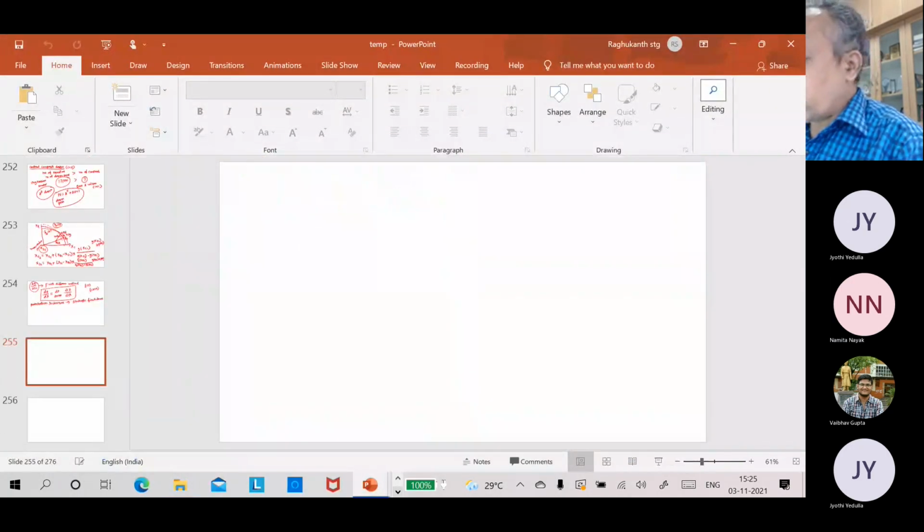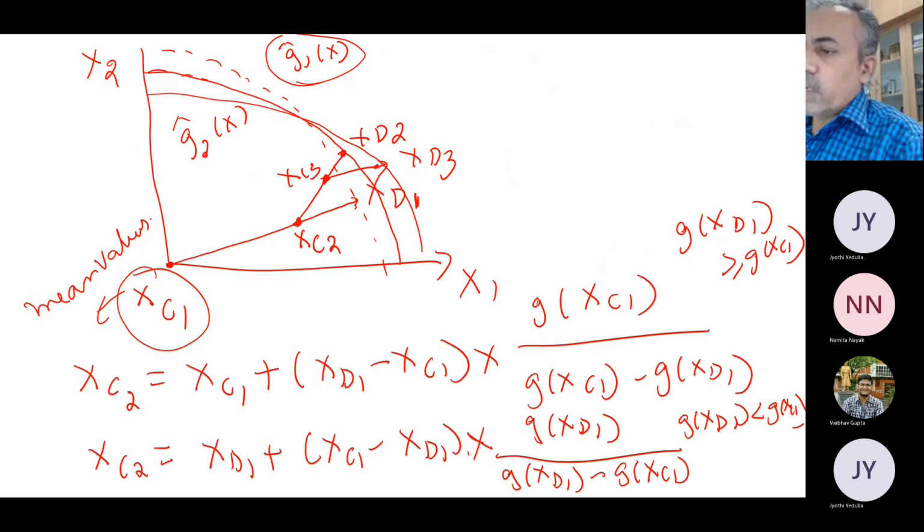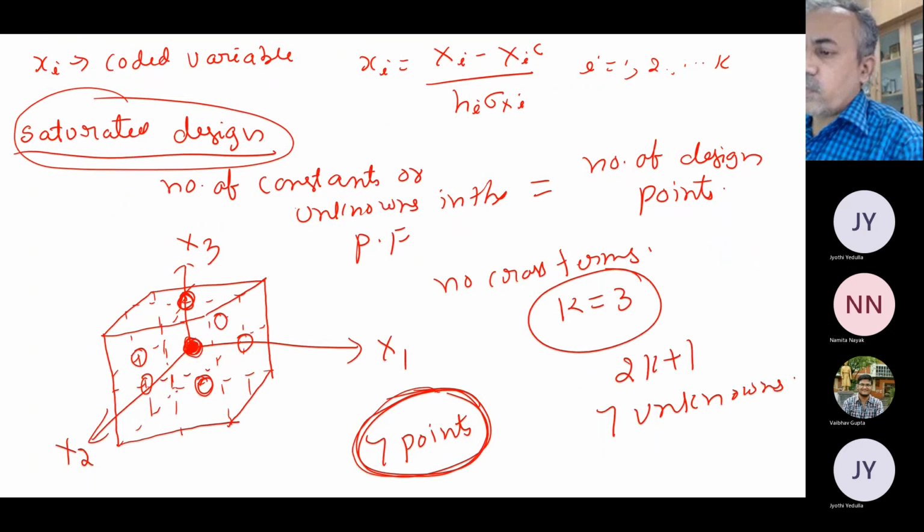So you are able to see the screen, right? Yes, sir. Yes.